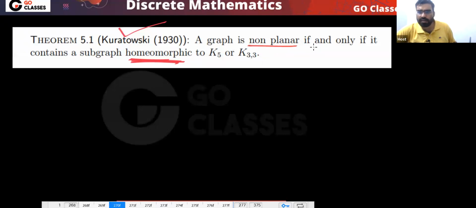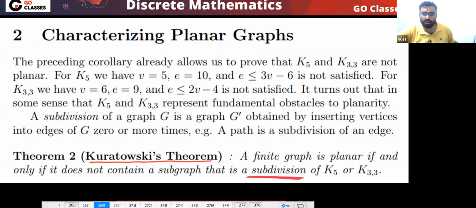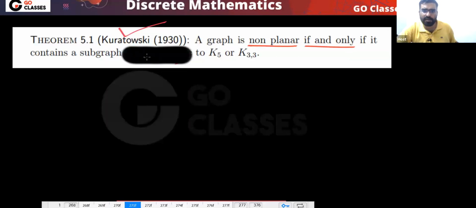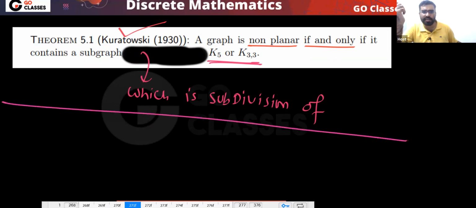Either they will ask you like this: a graph is non-planar if and only if it contains a subgraph which is homeomorphic to K5 or K33. The same statement they can also write like this: a graph is non-planar if and only if it contains a subgraph that is a subdivision of K5 or K33. Okay, so like this, the same statement they can ask in many different ways. Another statement they can ask is like this.